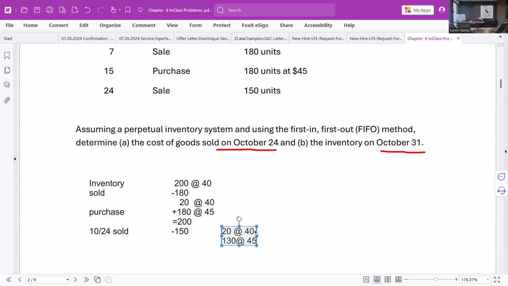So what does that equal? Well, let's do this. 20 at 40 is 800, and 130 at 45 is 5,850. So the sum of the two is 6,650.